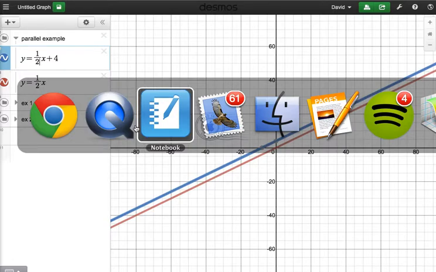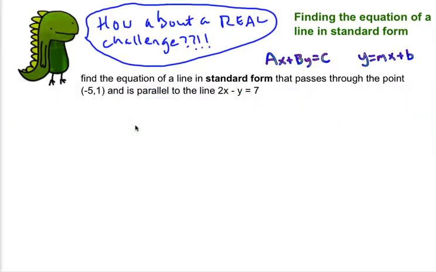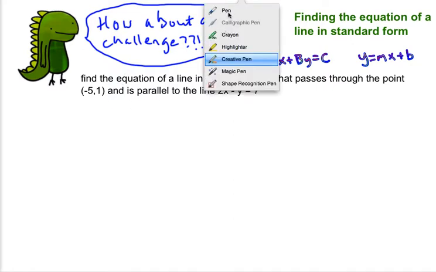Well, let's go back to our example. Find the equation of a line in standard form that passes through the point negative 5, 1 and is parallel to the line 2x minus y equals 7. Well, we have this equation here, 2x minus y equals 7. If we knew the slope of that line, then we would know the slope of the line we're looking for because they are parallel and they have the same slope. And then we have a point, and we know how to find the equation of a line with a point and with a slope. We have done that before too. So let's start by finding the equation of this line that is in standard form.